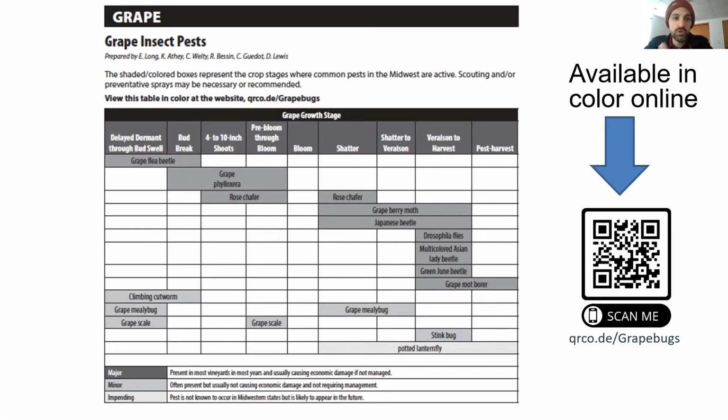So this is the new grape insect chart that you'll see at the very beginning of the grape chapter. Here it shows the insects' emergence and when they occur by crop growth stage, in order to help you make decisions on when you need to be scouting and managing these pests.